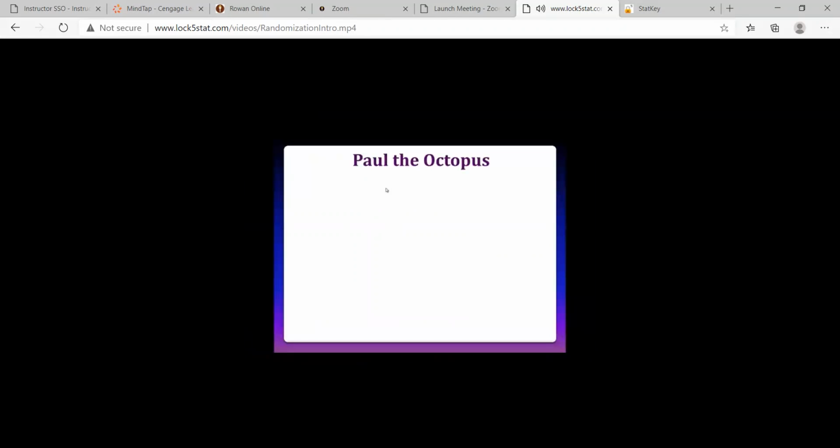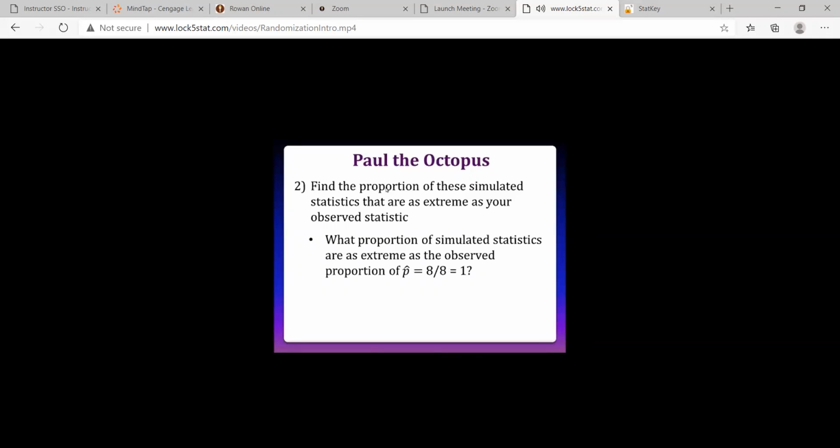Now that we have this distribution, the second step in a randomization test is to find the proportion of these simulated statistics that are as extreme as your observed statistic. In other words, in this particular case, we want to know what proportion of these simulated statistics are as extreme as the observed proportion of p hat equals 8 over 8, or 1.